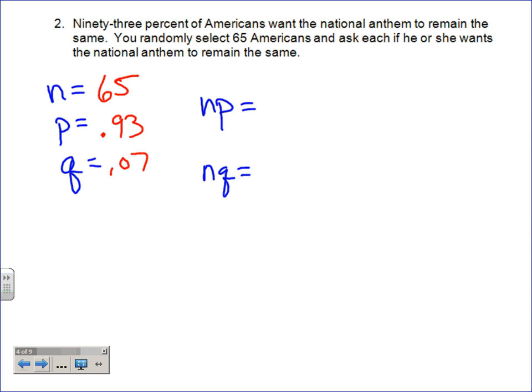And so NQ, let's face it, NQ has the greater chance of failing here, right? Of not being big enough. And so you can always do that smaller one first if you want. So 65 times 0.07, and unfortunately you get 4.55, which basically means I don't even have to find NP. Which means you can't approximate it using a normal distribution.